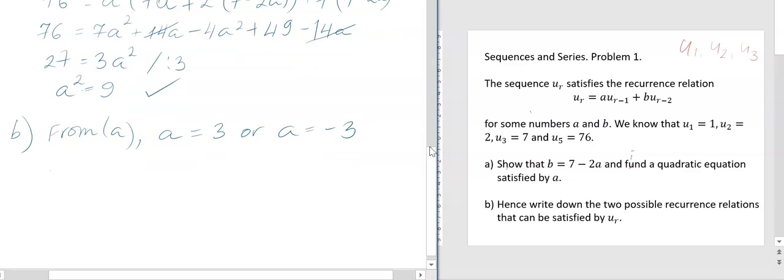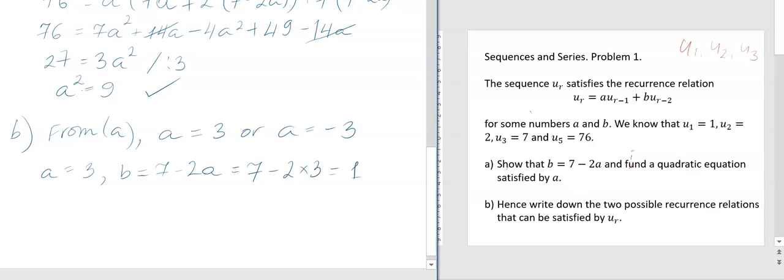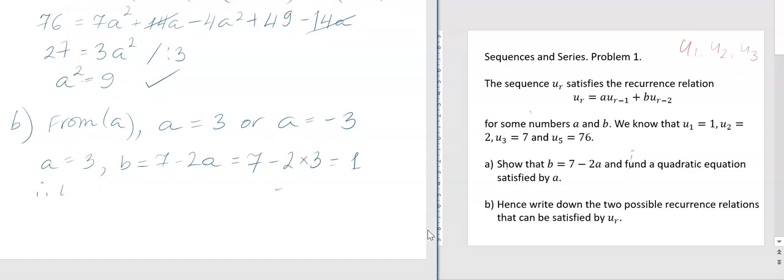When A equals 3, B equals 7 minus 2A. This is 7 minus 2 times 3, which equals 1. So the first recurrence relation is given by U_r equals 3 U_(r-1) plus U_(r-2).